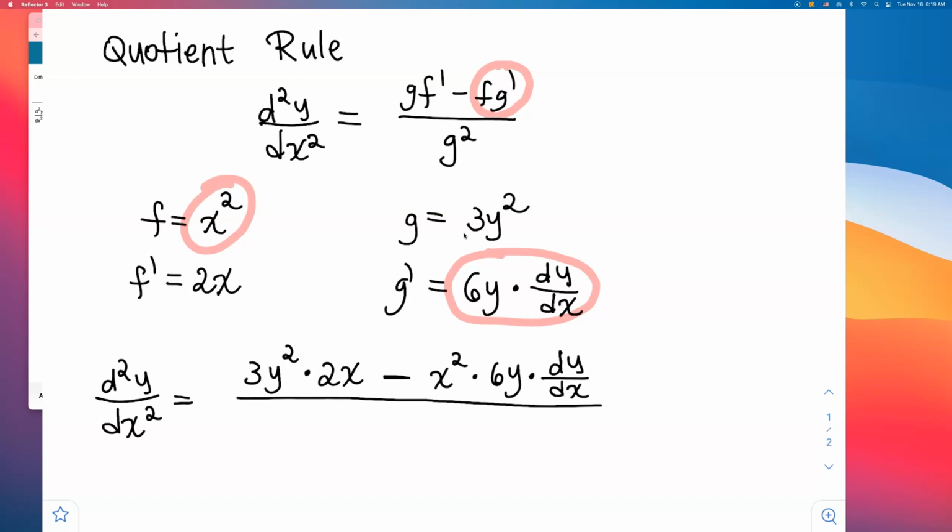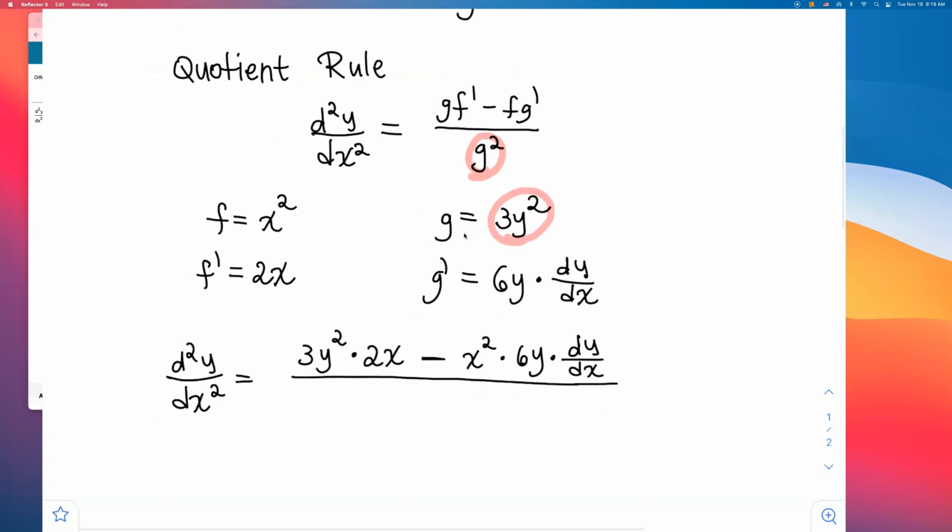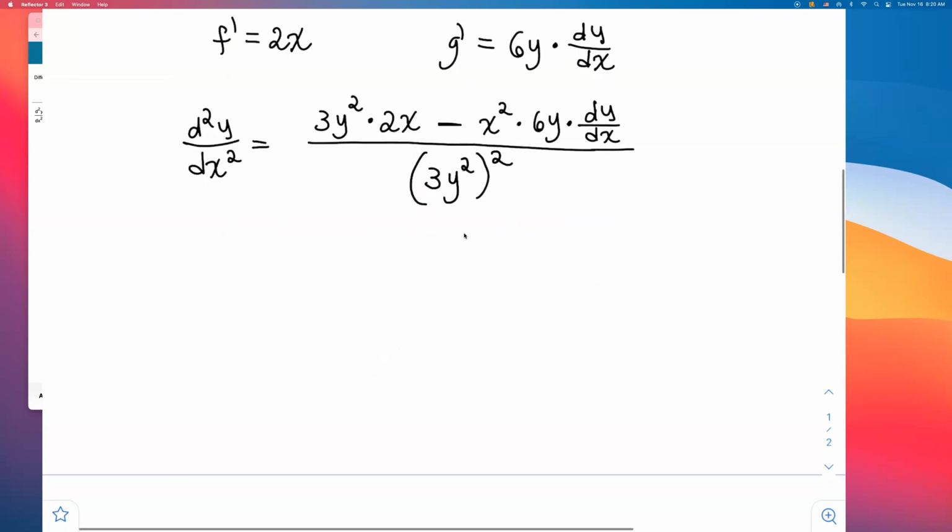Let me erase these real quick, all over g squared. So I need to square 3y squared in the bottom, so that will be 3y squared, squared. Now we're going to have to simplify this a little bit.